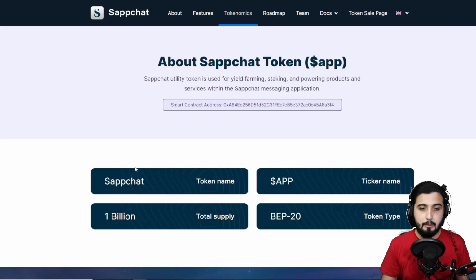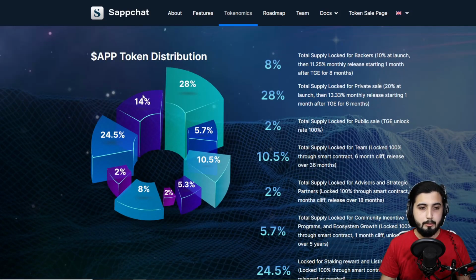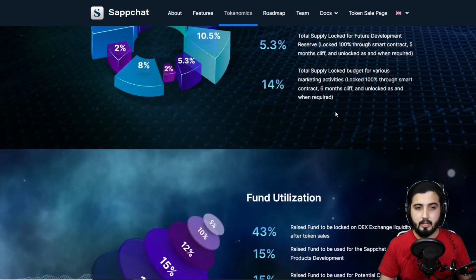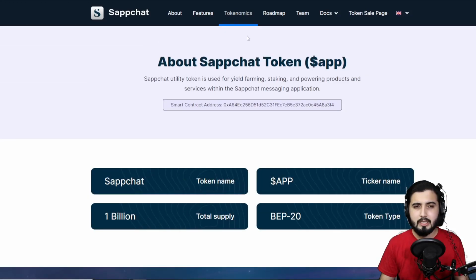Now talking about the tokenomics, the token name is SappChat, ticker is APP. Total supply is 1 billion, and the token type is BEP20, so it's Binance Smart Chain, but the whole project is not on one network, it's multi-chain. And here's basically the entire distribution, which I'm not exactly going to get into, but you can see what the distribution and the lockup periods are. And this is the fund utilization, so you can take a look at it in much deeper detail.